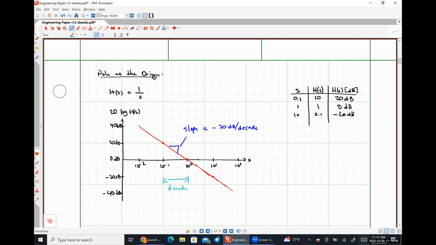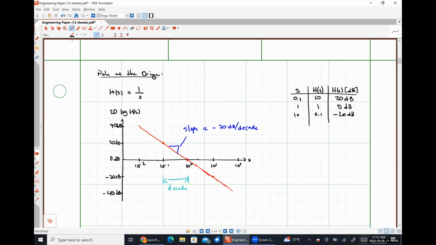So we can see very explicitly that when we have a pole at the origin, the frequency response of our transfer function crosses the horizontal axis at S equal to 1, or 10 to the 0, and that we have a slope of negative 20 decibels per decade. Okay. So what should our phase response be?